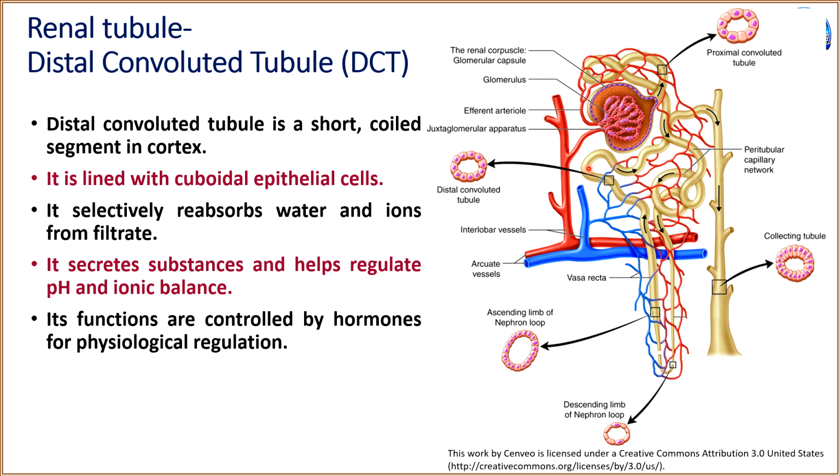It also secretes substances, and it also helps regulate the pH balance as well as ionic balance. The functions of this distal convoluted tubule are regulated by hormones like the antidiuretic hormone. Antidiuretic hormone helps reabsorption of water, thereby allowing water retention. And this is important for physiological regulation.